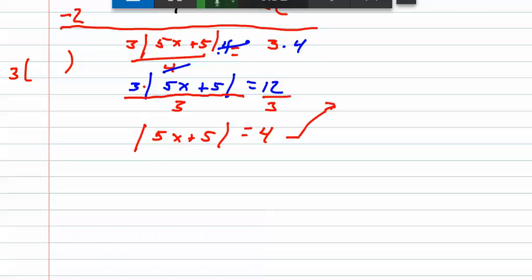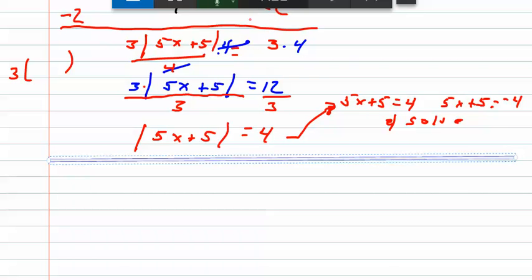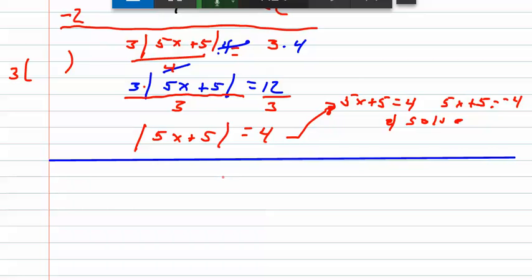I'll write my 2 equations. 5x plus 5 equals 4, and 5x plus 5 equals negative 4. And solve. And I'm not going to solve those. This is more about setting up the equations. Once we have this set up, it's relatively easy to solve. All right. Now, let's look at the last one. This one is a little more complicated.